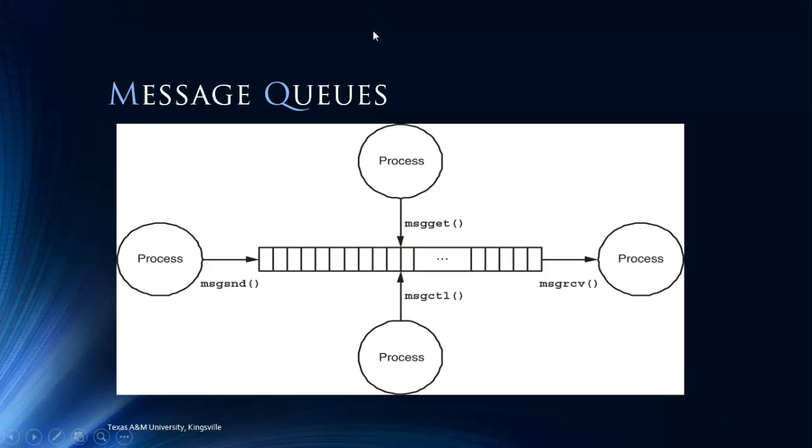A process creates a message queue using msgget, and a process will send the message to the message queue using msgsnd. And if a process wants to read the messages, it will use the msgrcv command. And if a process wants to control the message queue, it will operate through msgctl.